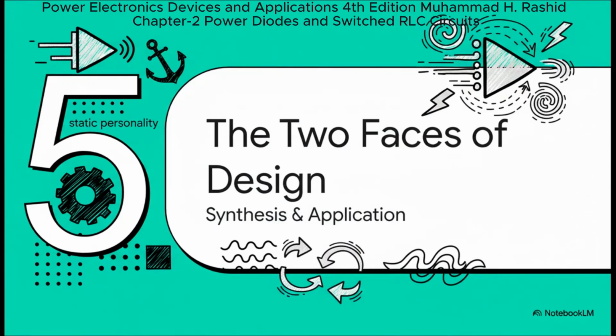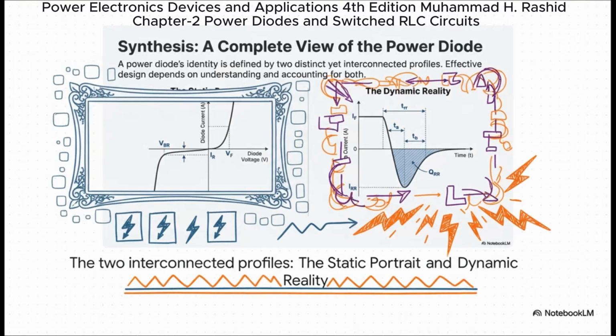Okay, so let's bring this all together. What's the big takeaway here? It's simple. You cannot be a good designer by only understanding one side of the story. You have to master both of these personalities, the static one and the dynamic one. And this slide really says it all, doesn't it? On the left, you have the static portrait, that nice, clean, predictable VI curve for when things are stable. And on the right, you have the dynamic reality, that messy, complicated, and dangerous reverse recovery waveform that shows up every single time you switch. They're two faces of the exact same component.